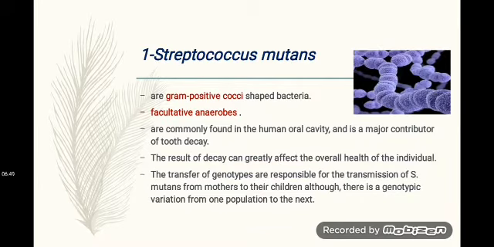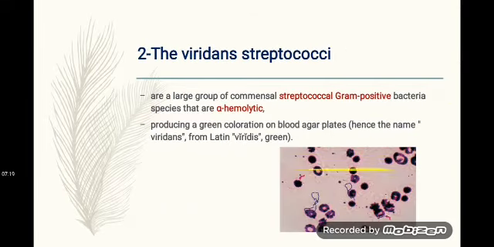Streptococcus mutans, as we know, is a gram-positive, cocci-shaped, facultative anaerobic bacterium commonly found in the human oral cavity and is a major contributor to tooth decay. The results of decay can greatly affect the overall health of the individual. The transfer of genotypes is responsible for the transmission of Streptococcus mutans from mothers to their children. Also, there is genotype variation from one population to the next.